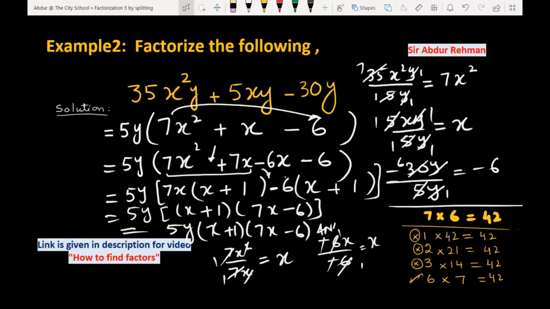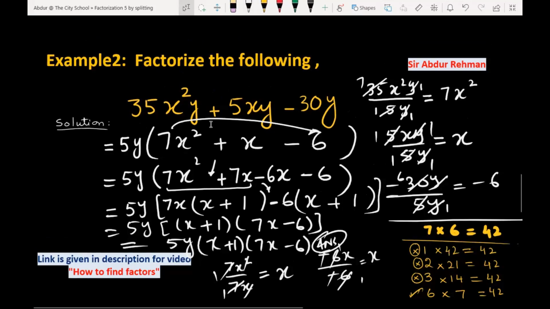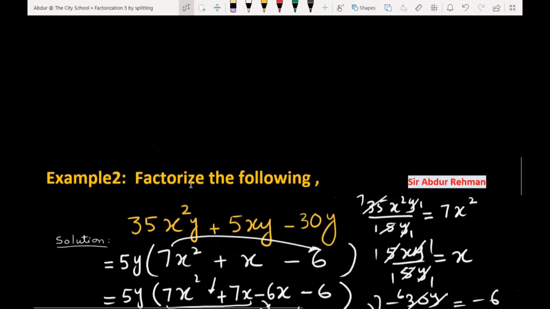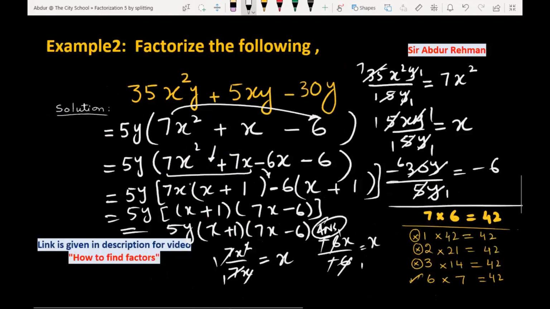Sorry, it was example number 3 because I have explained example number 2. The previous case was example number 2, and by mistake I have written example number 2. This was example number 3.